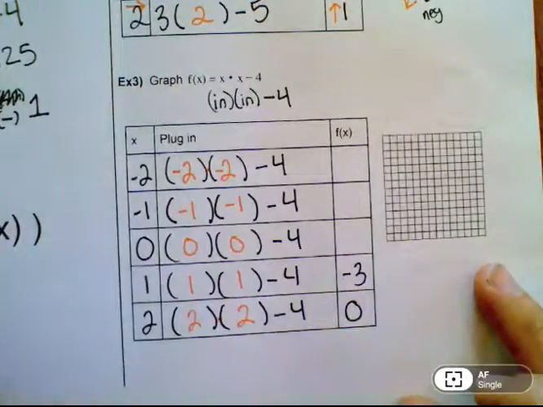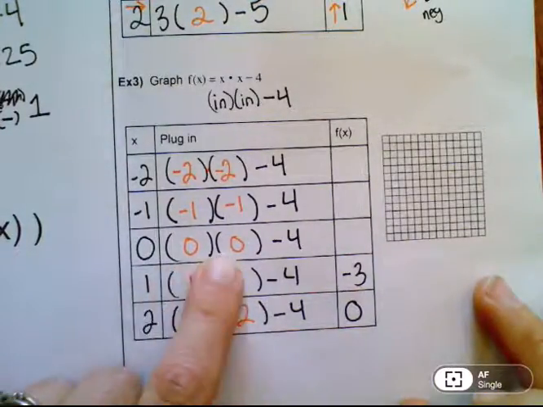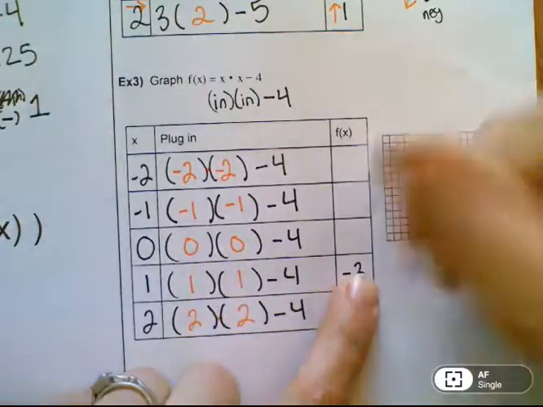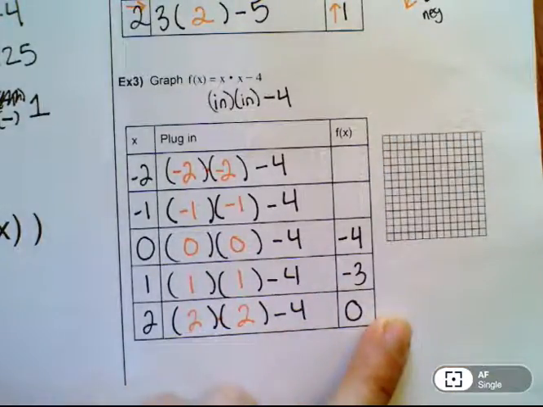Okay. 0 times 0. 0 times 0 is 0. Minus 4 is negative 4.